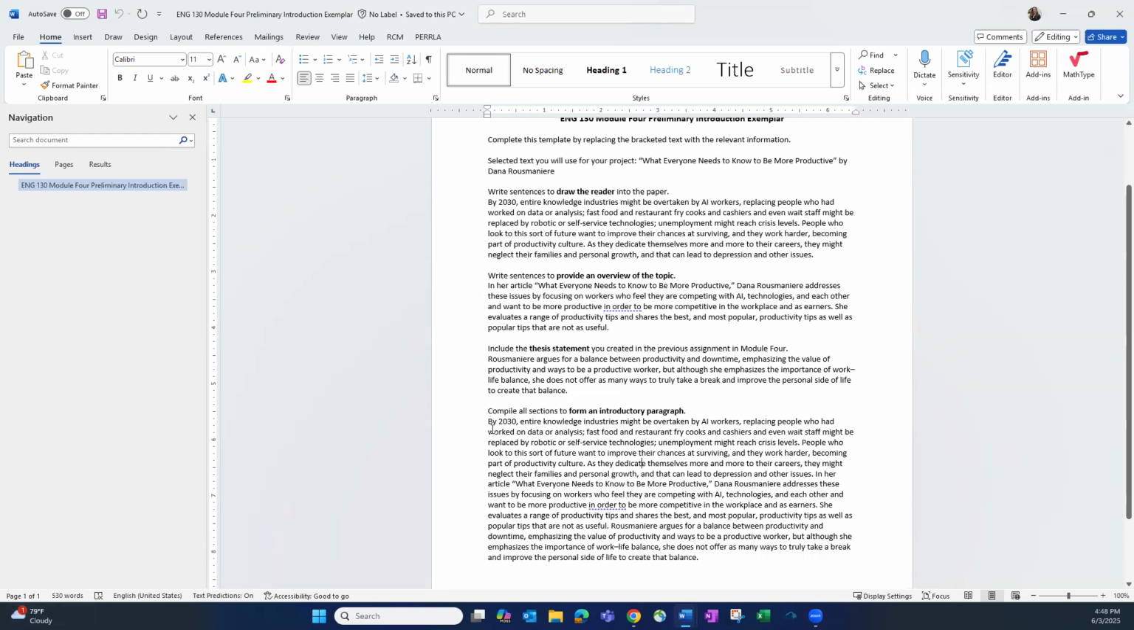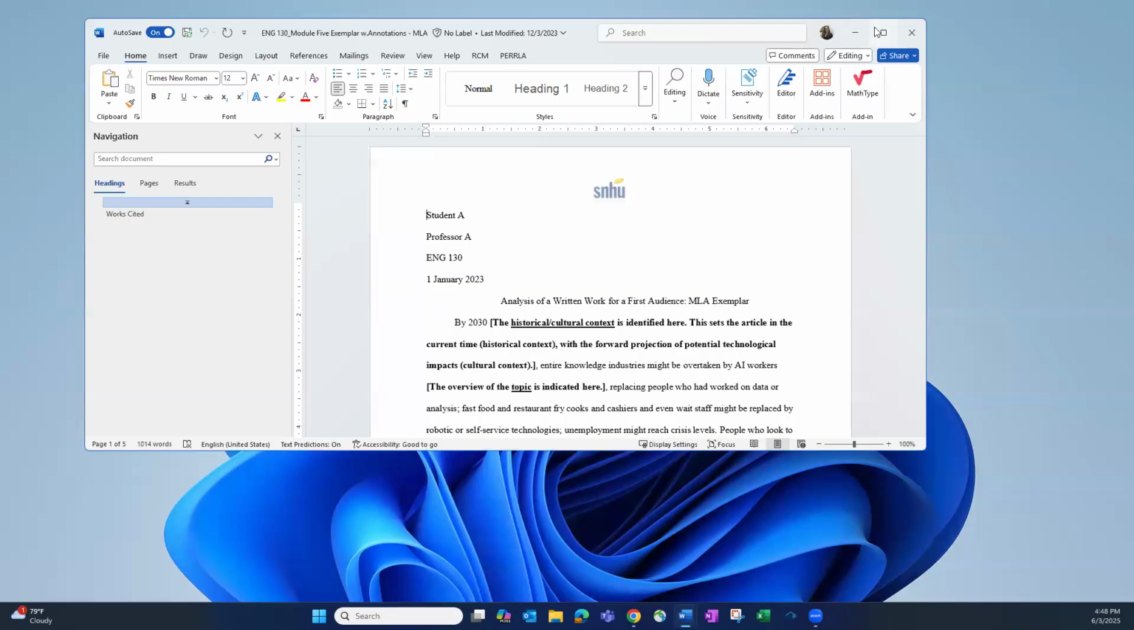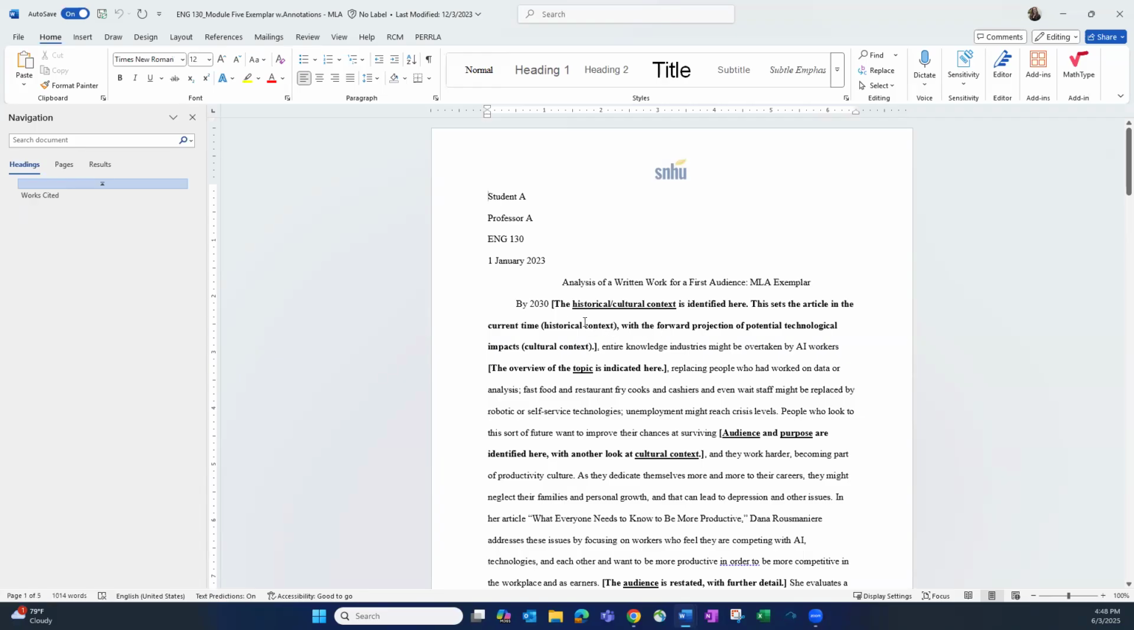Okay, so you have your introductory paragraph. And what you are going to do is hopefully, if you've needed to do some revision, you've done the revision. And then what you're going to do is make sure to choose the format that you plan to use, whether it is MLA or APA. This is an MLA template. Once you download the template, you can begin to fill it out.